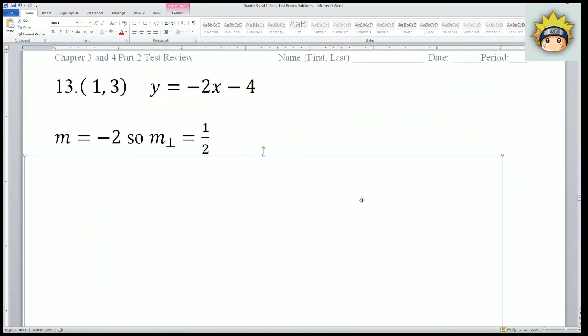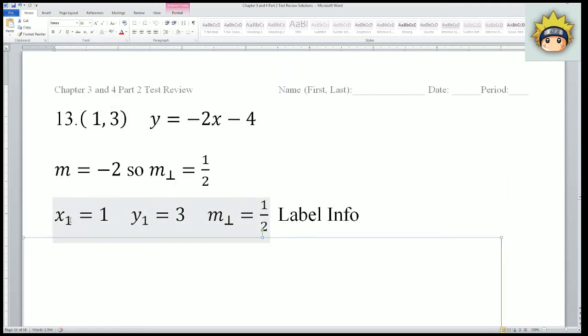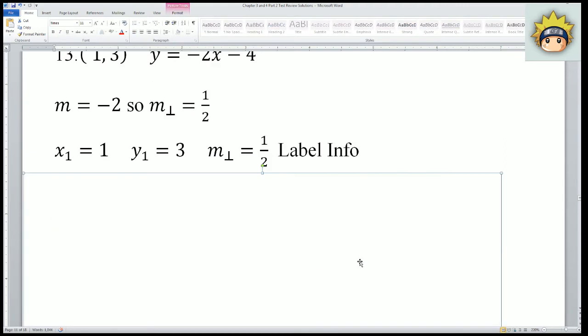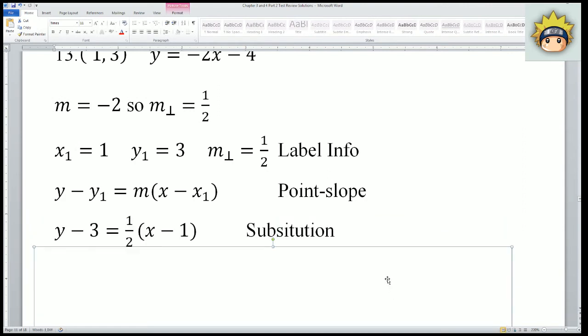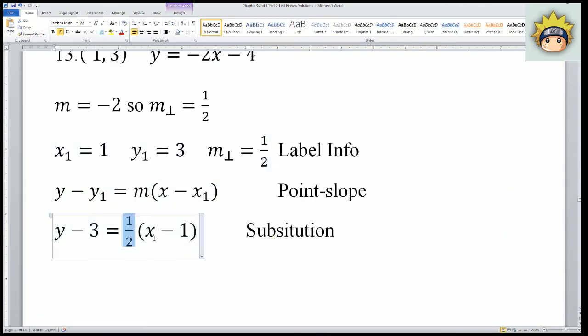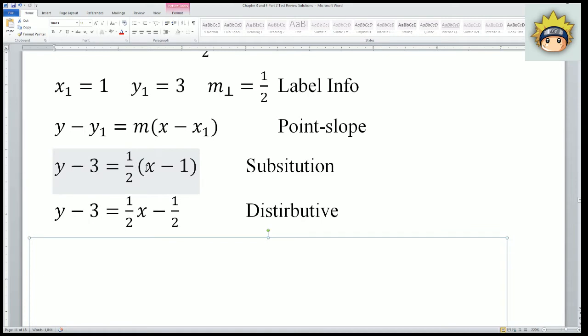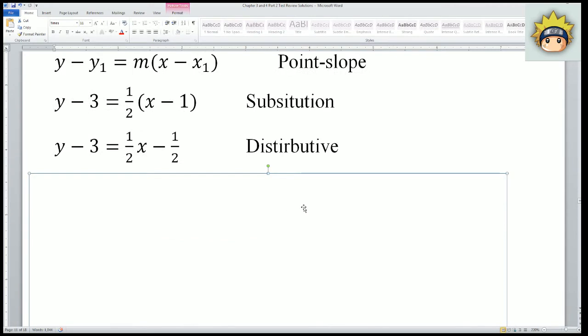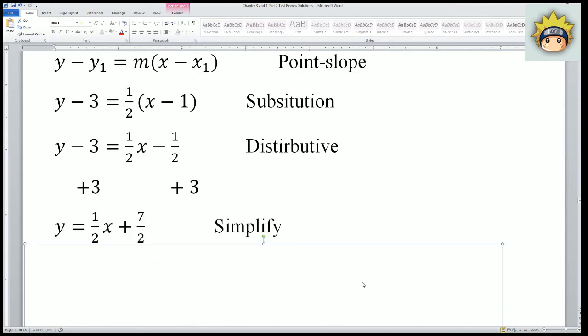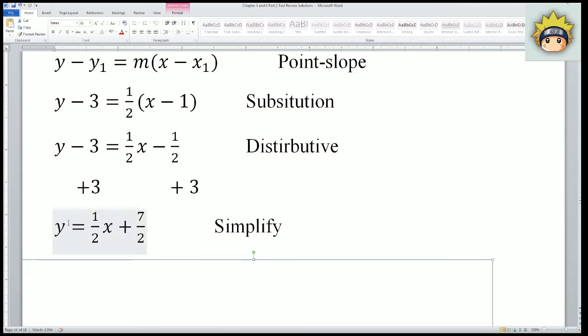There you go. Here's my point. 1 for x1, y1 is 3. My perpendicular slope is 1/2. Point slope, make that substitution. Y minus 3, which is y1, slope is 1/2, x minus 1. Okay, 1 is x1. Distribute that in. 1/2 times x is 1/2 x. 1/2 times negative 1 is negative 1/2. Add 3 to both sides. You should simplify. Y equals 1 over 2x plus 5 over 2.